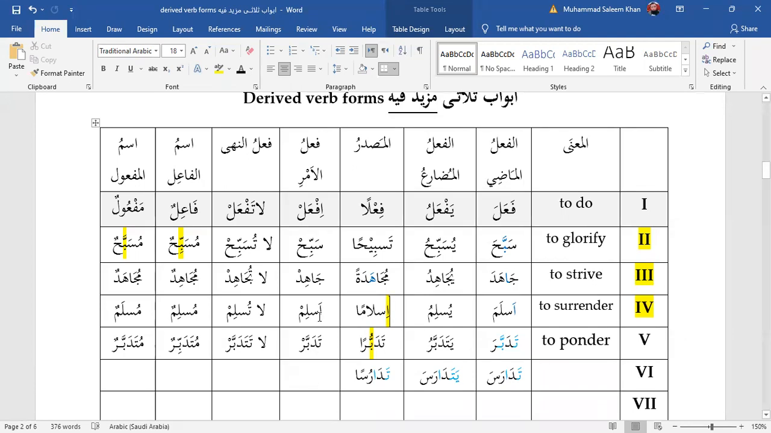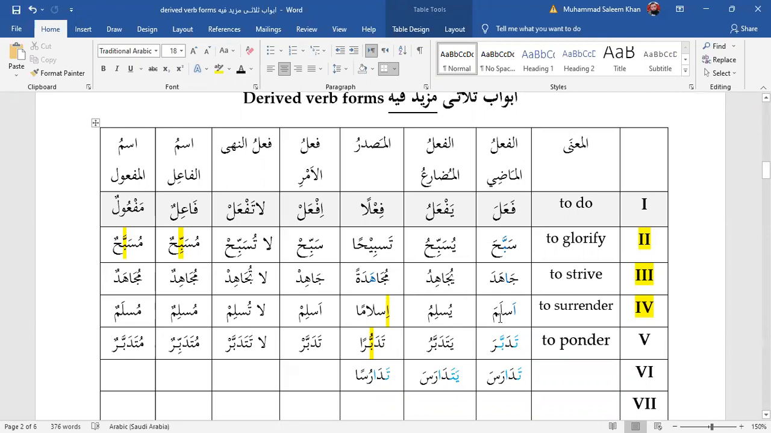Aslim, adif, do you remember? Adkhil. So in all of the fi'l al-amr, we have to pronounce this hamza. So that's why we say that this is hamzatul qatr, and it has to be pronounced. We cannot drop it. This is number one.